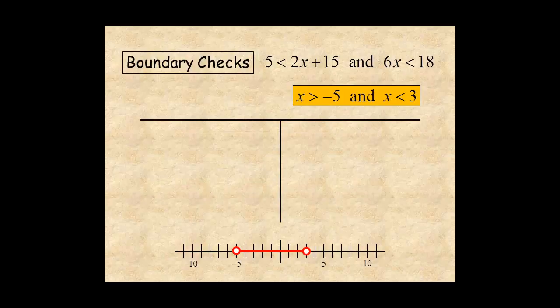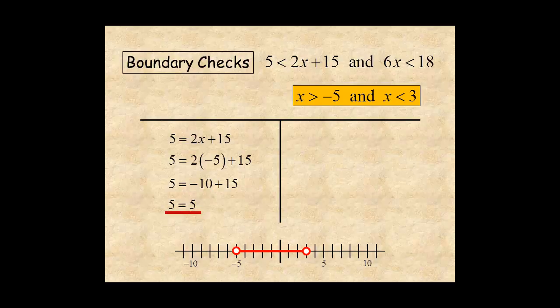There are two boundary checks. On the left, rewrite the inequality as an equation and substitute the left boundary, x equals negative 5. Then 2 times negative 5 is negative 10, and negative 10 plus 15 is 5. And the left boundary checks.